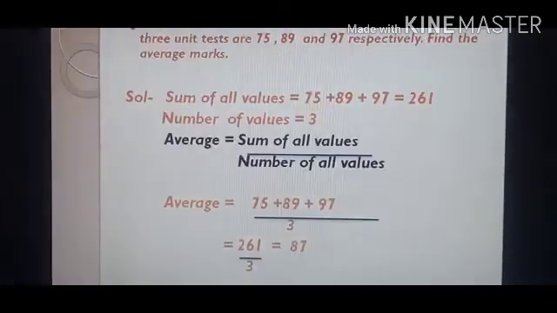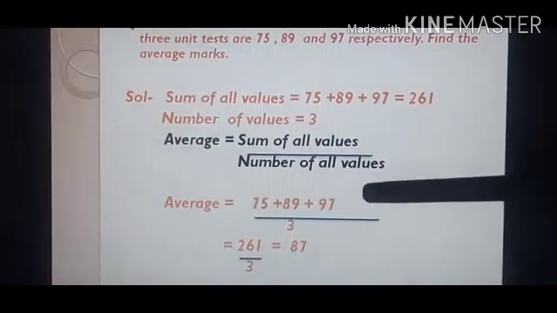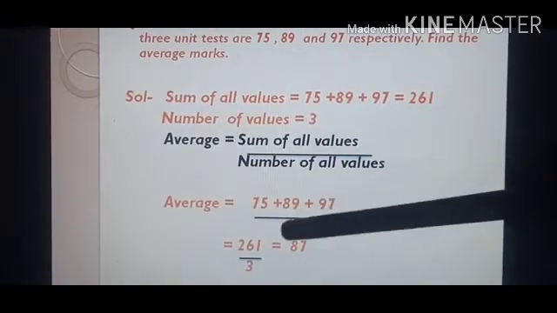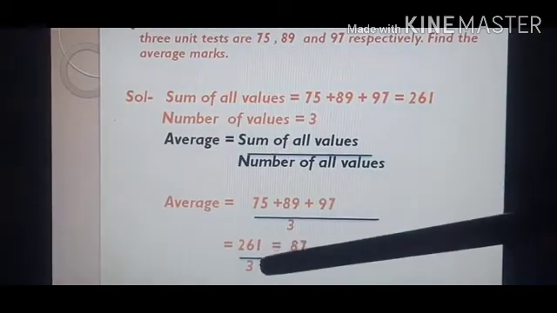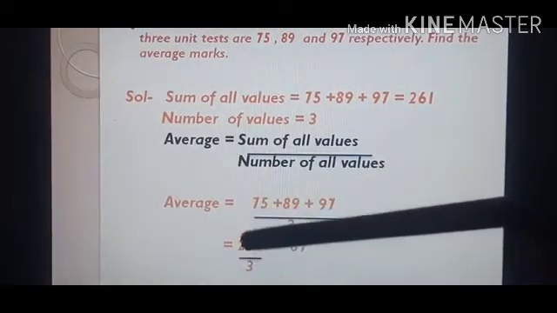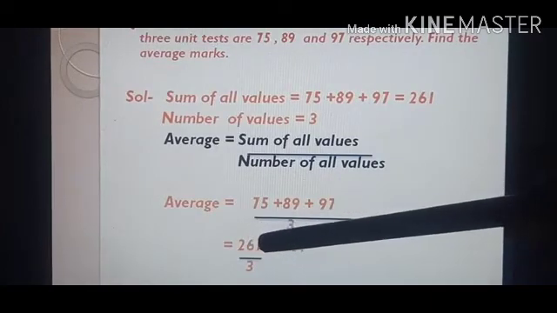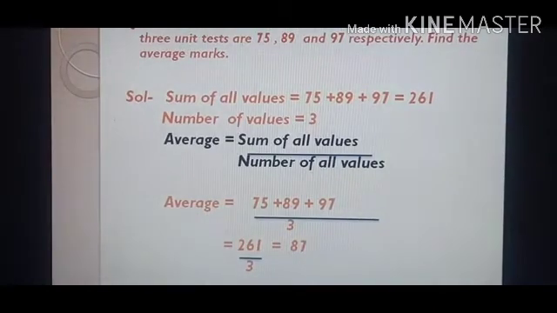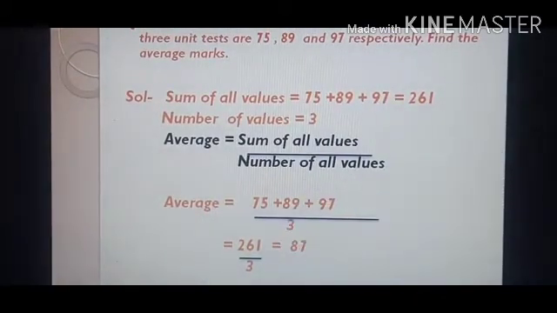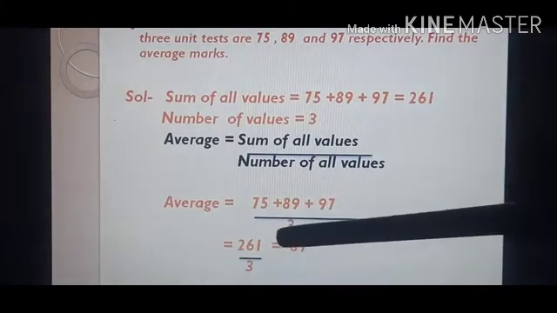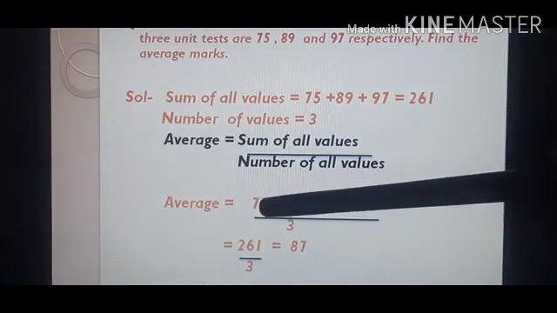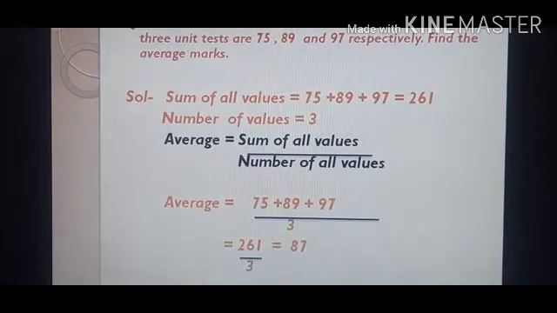Average is equal to sum of all the values 75 plus 89 plus 97 is 261 upon number of values 3. So 261 upon 3 will be our average. 261 divided by 3, 3 8s are 24, 3 7s are 21. So average is 87. So marks obtained in mathematics by Shanti, average marks 87. शांति के 3 टेस्ट में मार्क्स थे 75, 89 एंड 97 और उनका एवरेज कितना निकला, दैट इज 87.